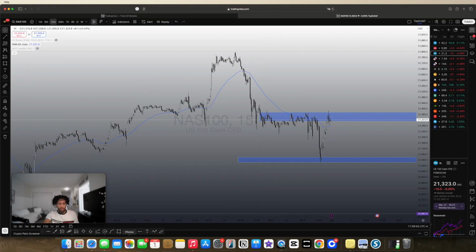Now, there's going to be other areas where I can look to take my trade out at. Here, right? All levels where I can potentially take my trade out at after I get my entry, depending on what the risk reward is.